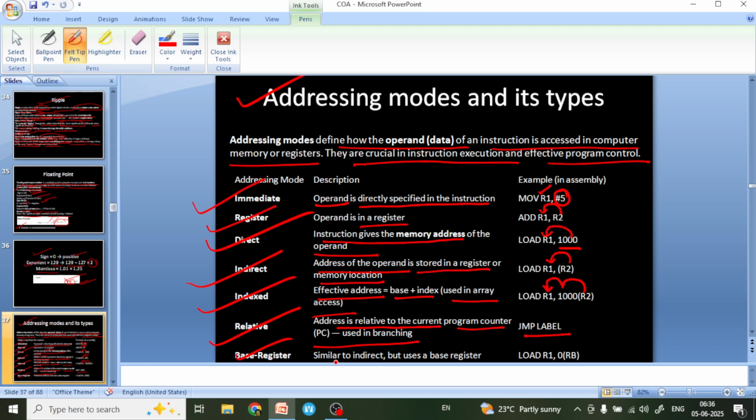Base register addressing is similar to indirect but uses a base register, like load R10, RB, where RB is the base register.